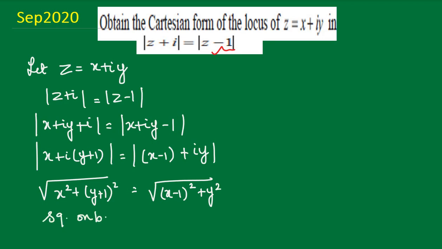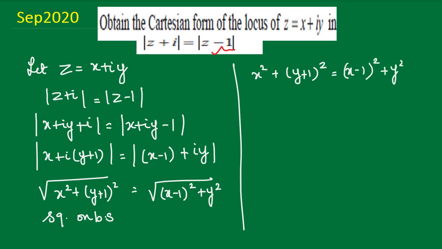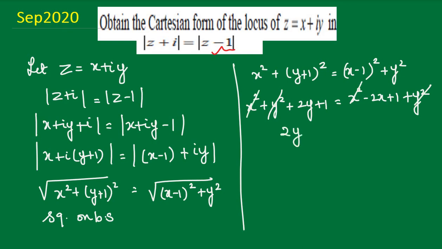Now squaring on both the sides, we get the equation as x square plus y plus 1 the whole square is equal to x minus 1 the whole square plus y square. Expanding the equation, x square plus y square plus 2y plus 1 is equal to right hand side x square minus 2x plus 1 plus y squared. So here both the sides y squared, x squared get cancelled. We get the equation 2y plus 2x, 1 on both the sides cancels, is equal to 0, or x plus y is equal to 0.